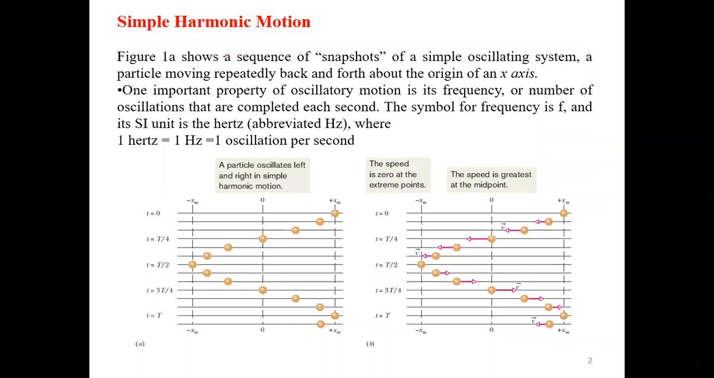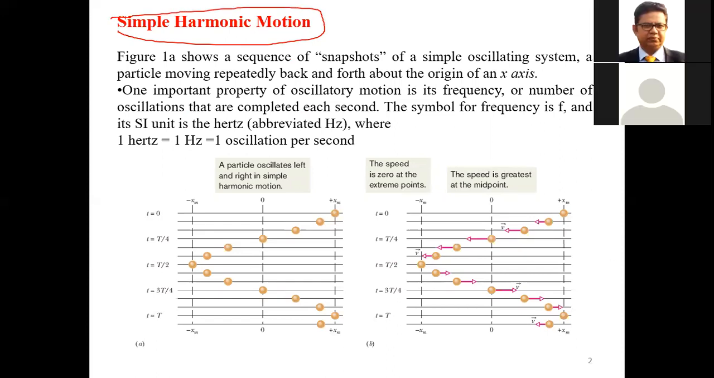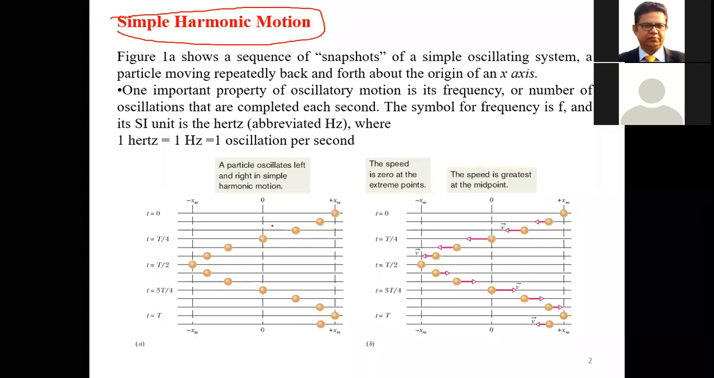Among these oscillations, simple harmonic motion is one type. In this figure, you can see a sequence of snapshots of a simple oscillating system: a particle moving repeatedly back and forth about the origin of an x-axis. The particle is moving, then coming back again, and so on.